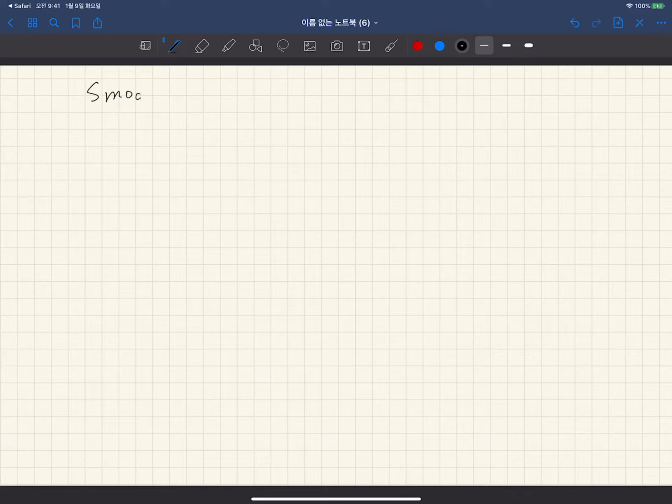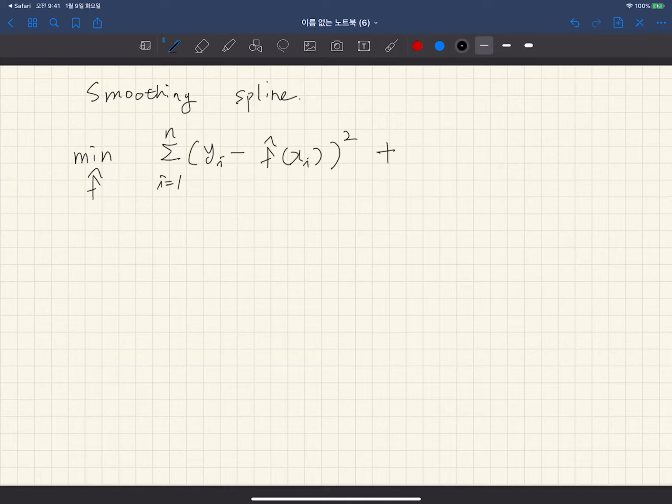Smoothing spline is a non-parametric method and very related to the cubic spline method, the natural cubic spline method, which basically finds a function f hat that minimizes the RSS value, so the sum of yi minus f hat xi squared, plus some additional cost function for regularization purposes: the integral of f hat second derivative t squared dt.